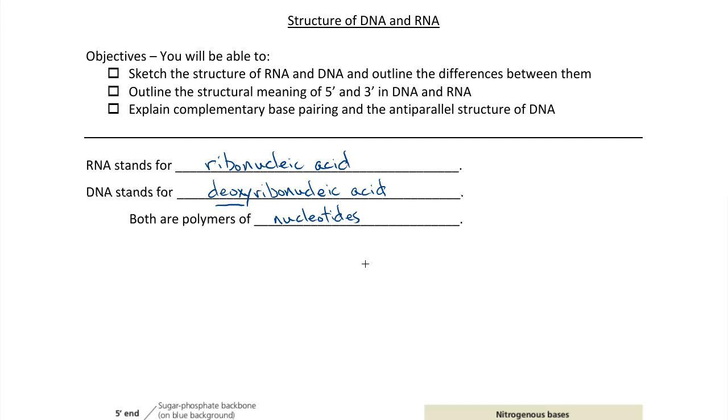So let's take a look at what this means. The ribo in ribonucleic and deoxyribonucleic refers to the sugar ribose. Remember that ribose is a 5-carbon sugar. And we number the carbons 1, 2, 3, 4, and 5. Both ribonucleic acid and deoxyribonucleic acid contain a version of the sugar ribose.